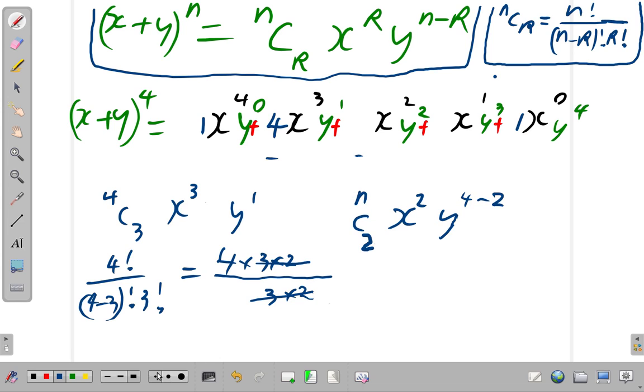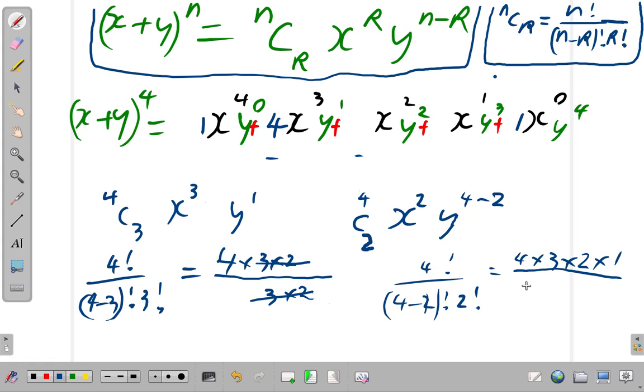And this 4 as well. So this will be 4. So 4C2 is 4 factorial over 4 minus 2 factorial, 2 factorial. 4 factorial is 4 by 3 by 2 by 1 over 4 minus 2 factorial, which is 2 factorial. 2 factorial is 2 by 1, times 2 factorial again, which is 2 by 1.